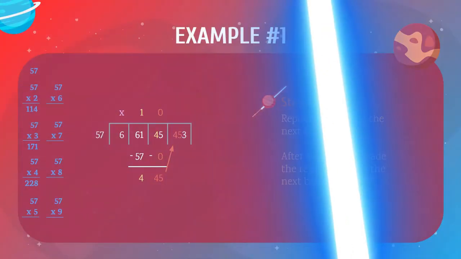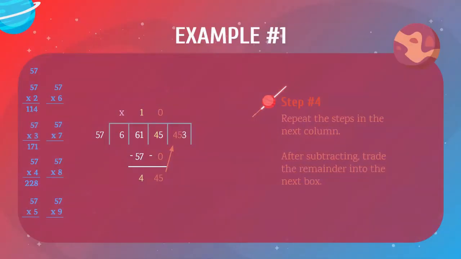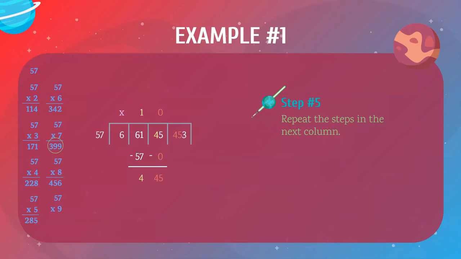So let's do that. 45 tens becomes 450 ones. Combined with what we have there already, we get 453 ones. We're going to repeat again. This time, notice that I have continued my secret to success because I needed a number that came close to 453. Well, times 8 gives me 456. A little too much. So I backed up to 7 because that's 399. Then we subtract to get 54.